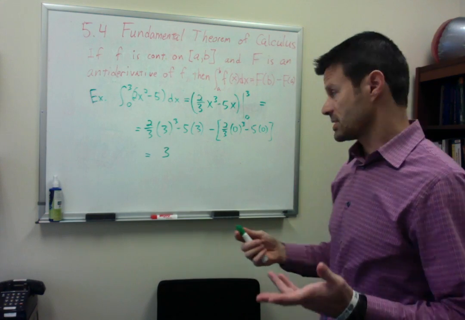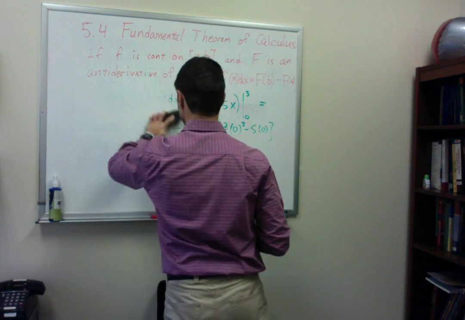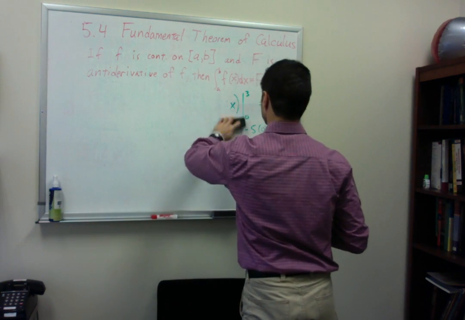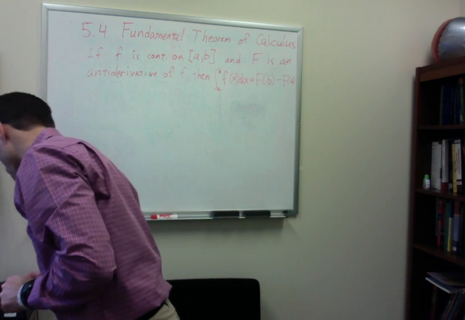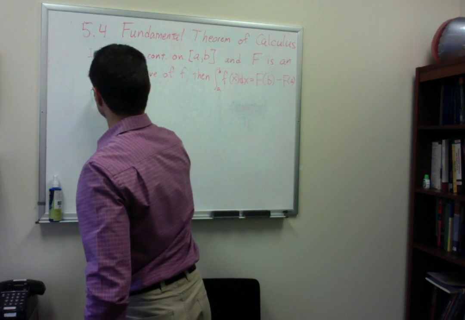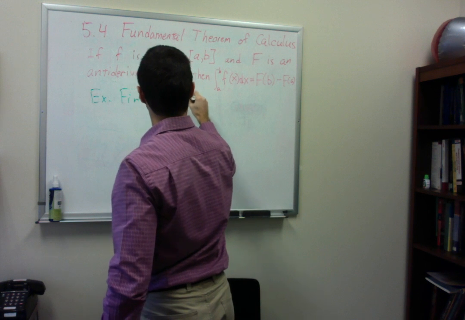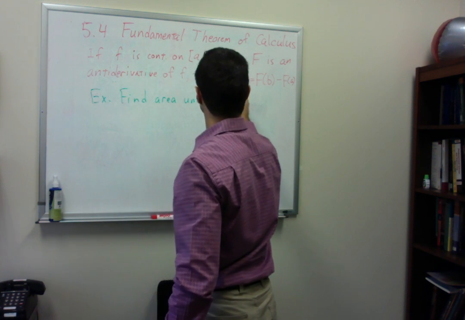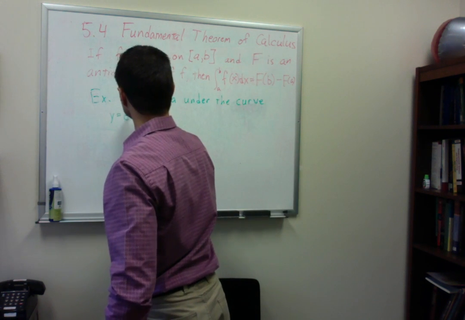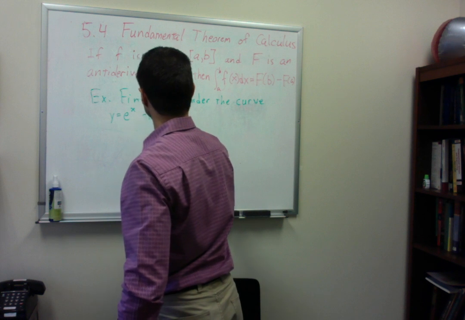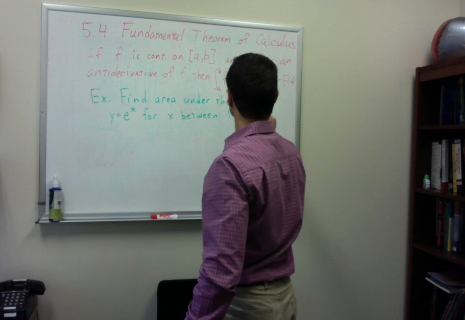Okay, so in this next example, we're going to look at the area under the curve e to the x, and we'll do that between 1 and 3. So I'll say, example, find the area under the curve y equals e to the x for x between 1 and 3.